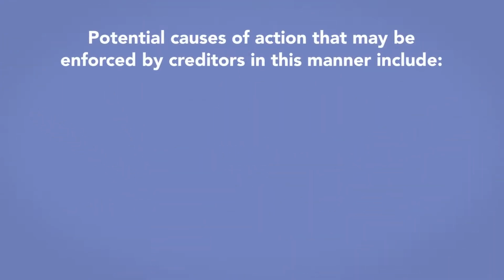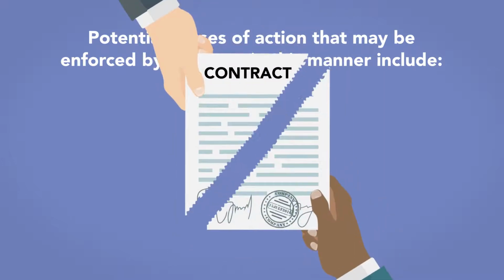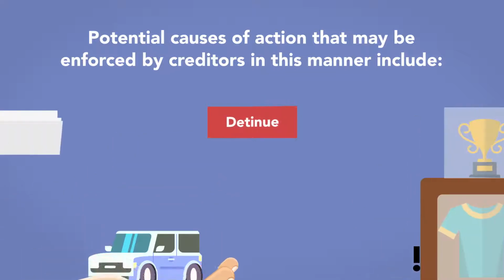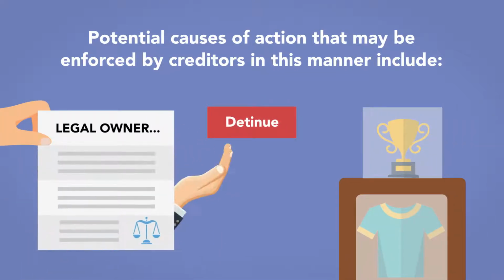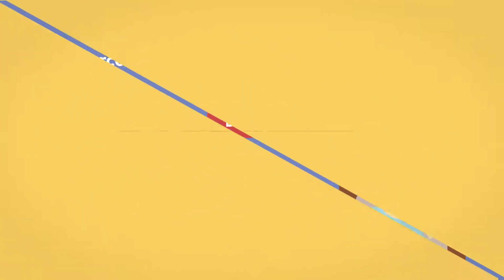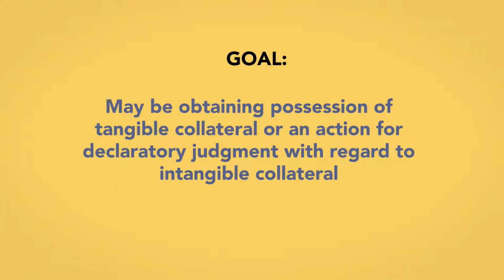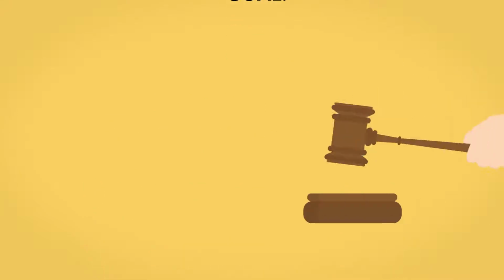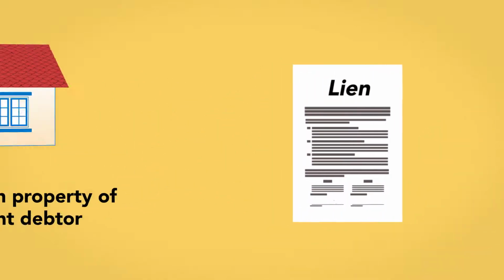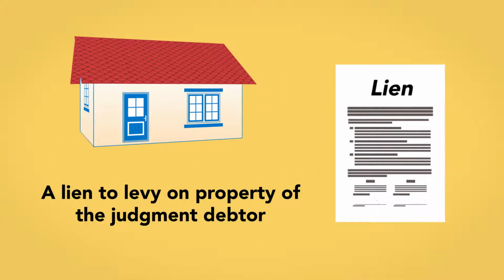Potential causes of action that may be enforced by creditors in this manner include breach of contract, replevin, meaning seizing goods to return them to their owner, or detinue, which means a legal claim to recover wrongfully held goods. The goal of the action may be obtaining possession of tangible collateral or an action for declaratory judgment with regard to intangible collateral. Litigation for monetary damages may result in a judgment which can be converted into a lien to levy on property of the judgment debtor.